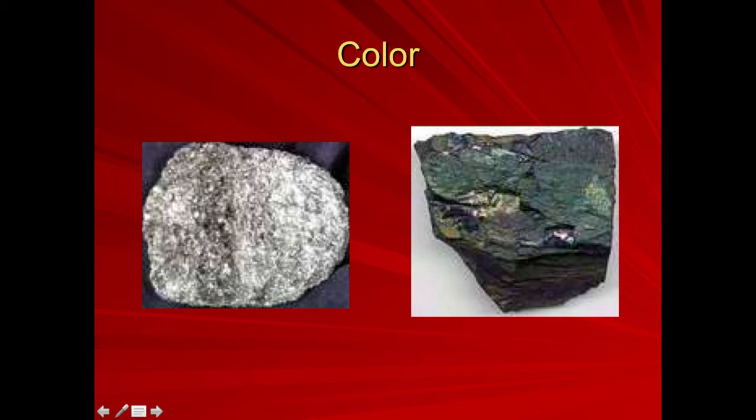So here's an example. Notice this rock on the left, how it is a lot lighter in color. We would call this a felsic igneous rock, whereas this one on the right that's a lot darker in color would be considered a mafic igneous rock. So color is one way to classify igneous rocks.